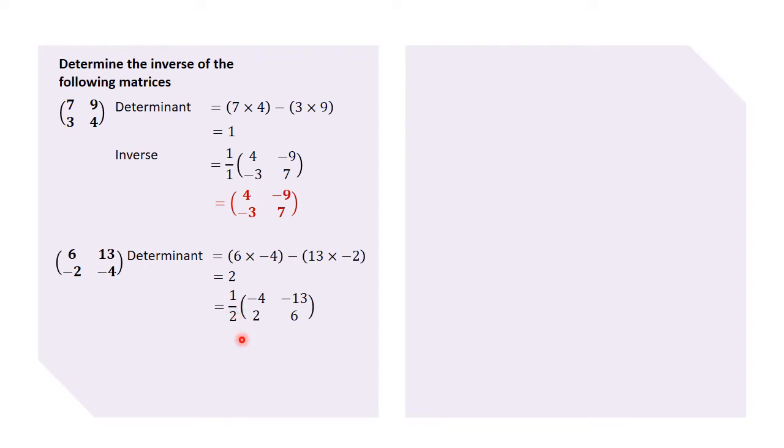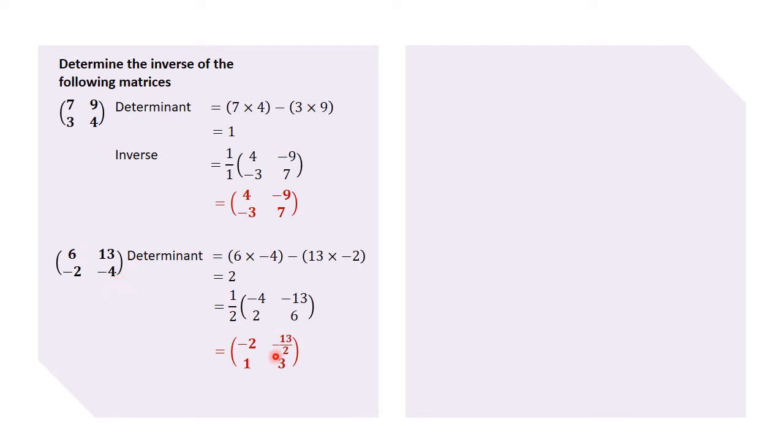the transposed matrix, so that 6 and 4 are interchanged like this, and then the signs for negative 2 and 13 are reversed. The 2 was negative, it becomes positive. 13 was positive, it becomes negative here. And therefore the matrix would simply be negative 2, negative 13 over 2, 1, 3. This is the inverse of the matrix 6, 13, negative 2, negative 4.